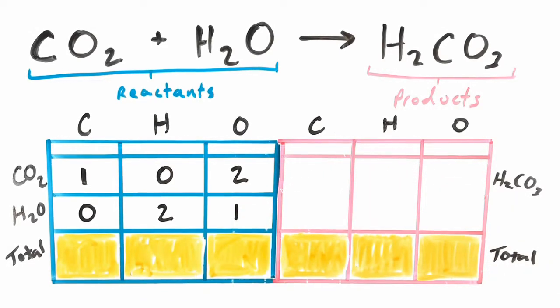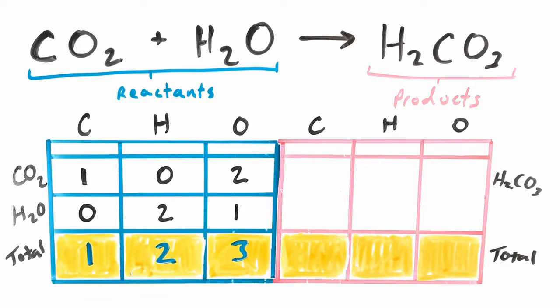Now if we add up the totals and put them in the yellow boxes, what we find is that we have 1 carbon, because 1 plus 0 is 1, 2 hydrogens, because 0 plus 2 is 2, and 3 oxygens, because 2 plus 1 is 3. So that's the left side of our reaction table.